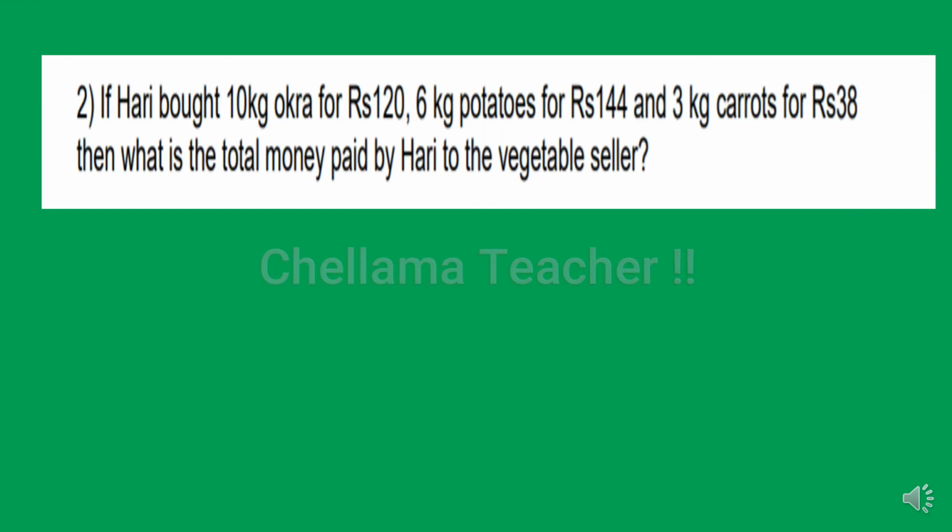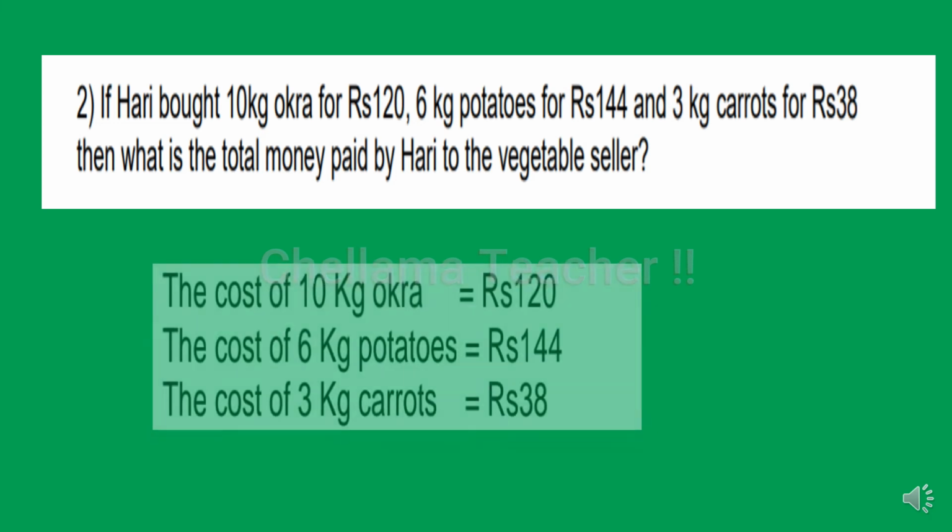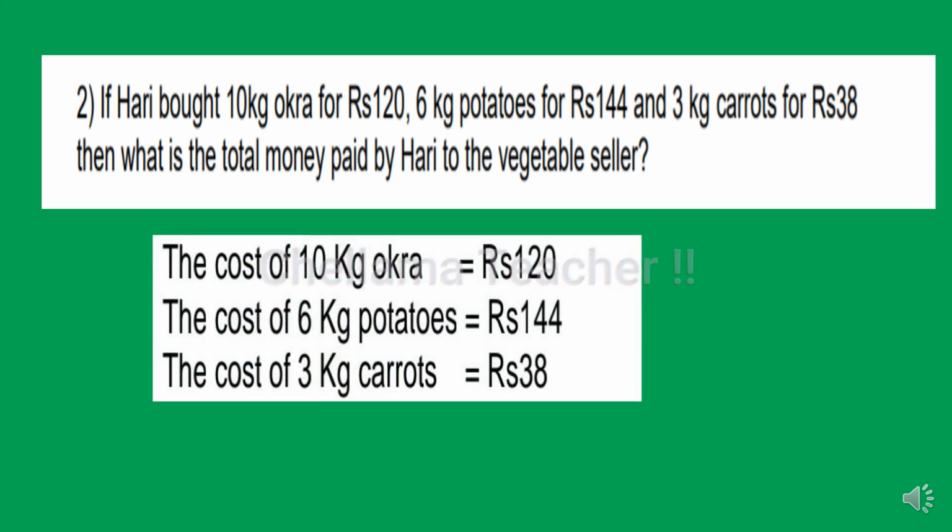Question 2. If Hari bought 10 kg okra for rupees 120, 6 kg potatoes for rupees 144, and 3 kg carrots for rupees 38, then what is the total money paid by Hari to the vegetable seller? Let's start to write the statements one by one. Okay, list out the statements first. So the cost of 10 kg okra, rupees 120. The cost of 6 kg potatoes, rupees 144. The cost of 3 kg carrots, rupees 38.